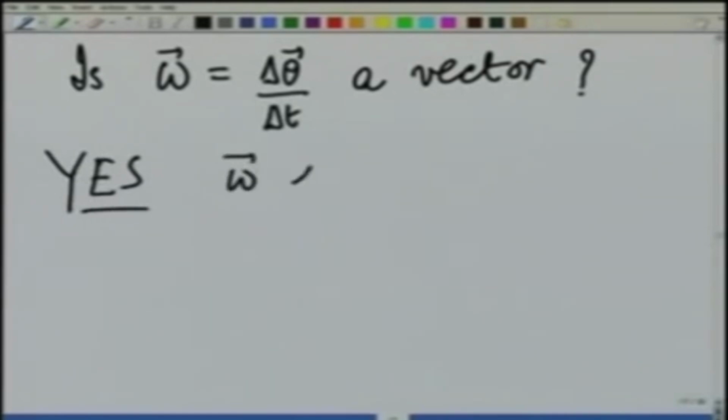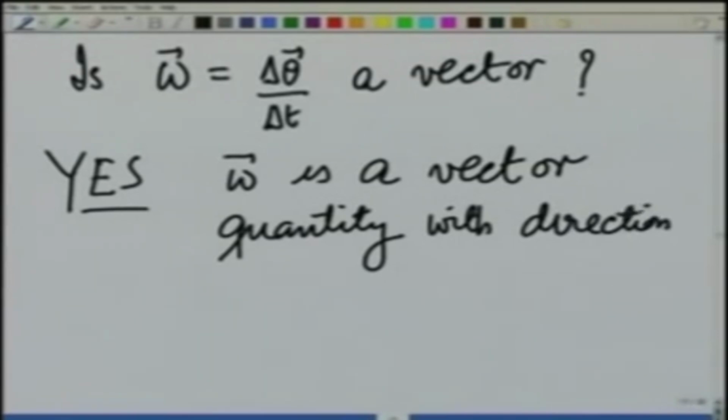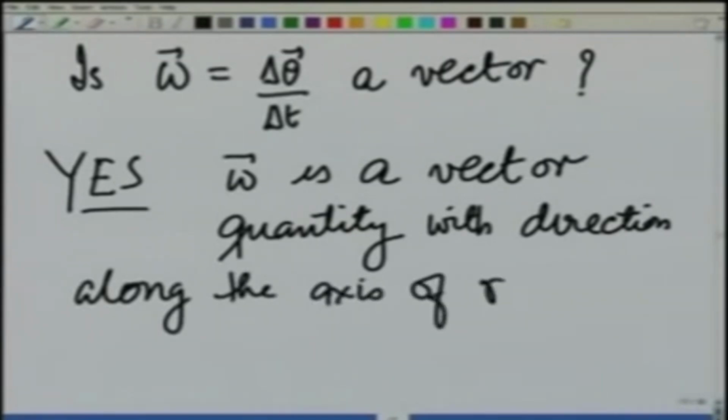Omega is a vector quantity with direction along the axis of rotation, and the sense is again given by the right hand rule. If something is rotating like this, the thumb gives me the direction of omega. You may ask, so what?